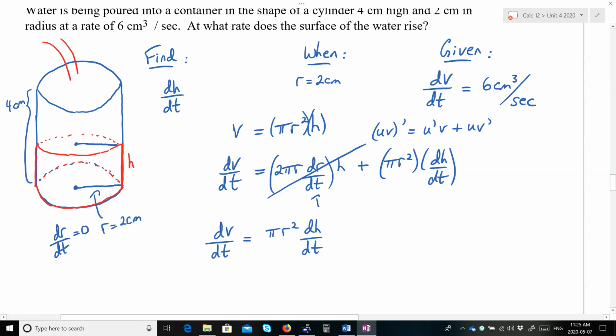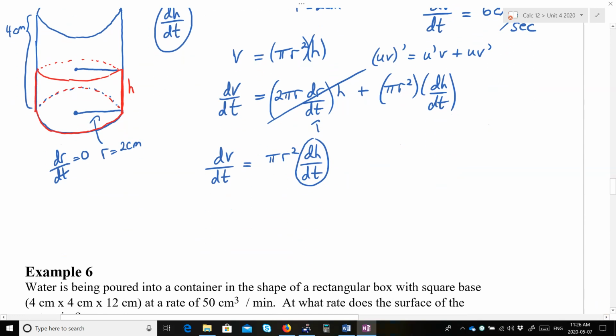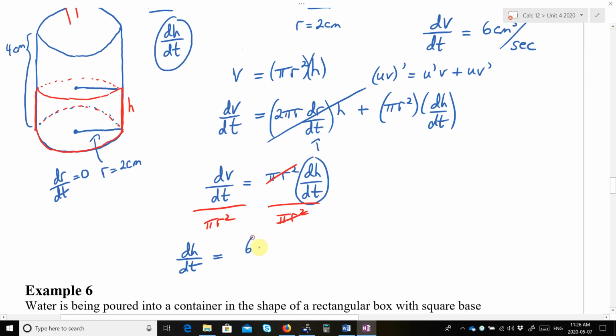We know that it's when r equals 2, okay, because r is always equal to 2. We're looking for dh/dt, so we're looking for this one. So we just have to divide both sides by pi r squared. Okay, so dh/dt is equal to dV/dt divided by pi r squared, and dV/dt is 6 centimeters cubed per second divided by pi times r squared, and the r is always 2 centimeters, and we are good to go.